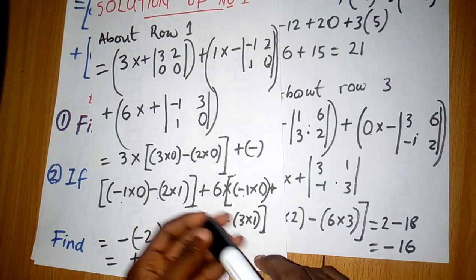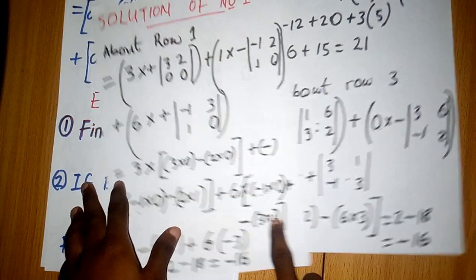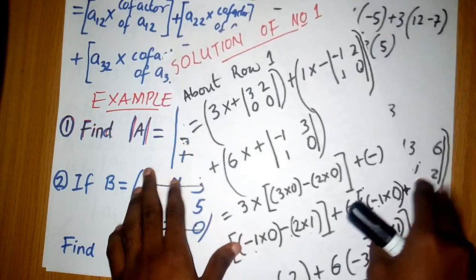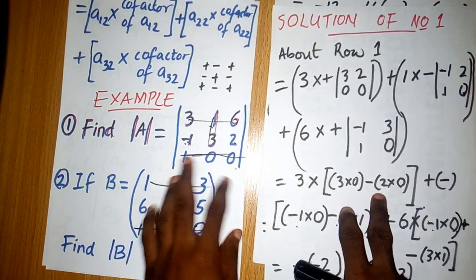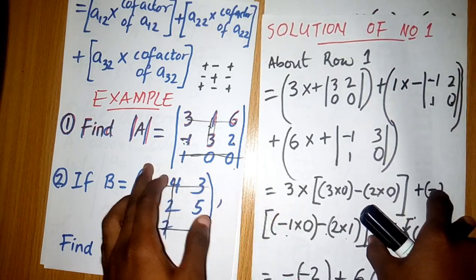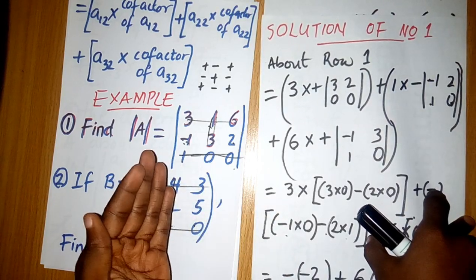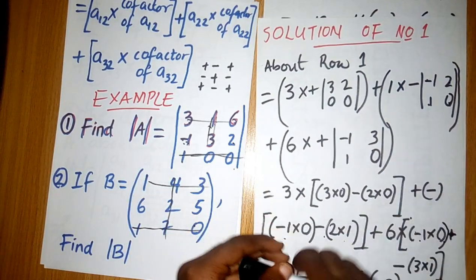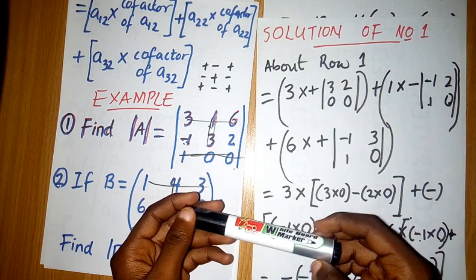So I hope you understand that. A faster way of solving a 3 by 3 determinant is by taking the determinant about the row or column that has more zeros.